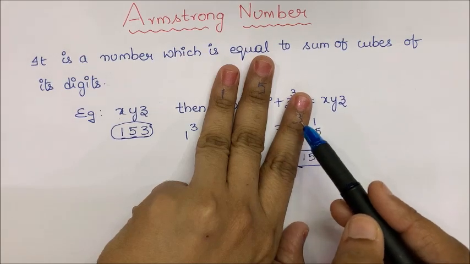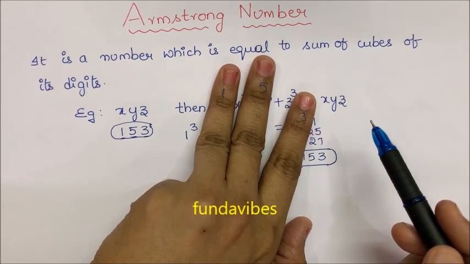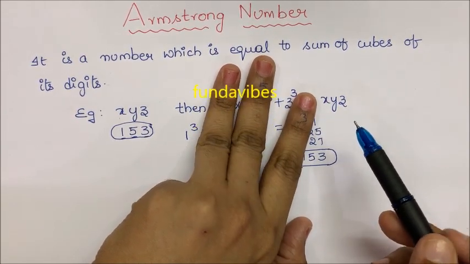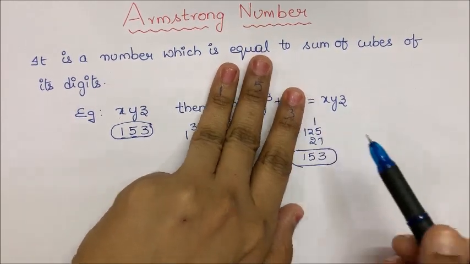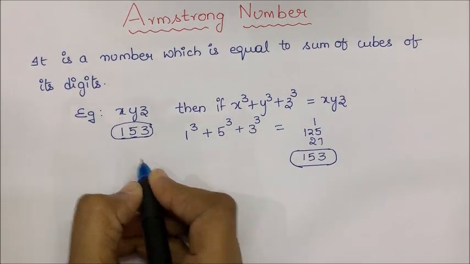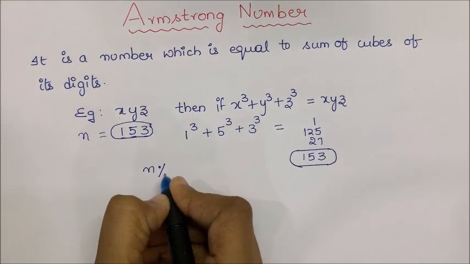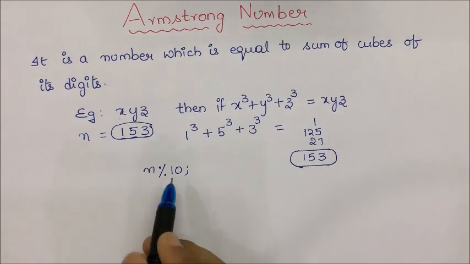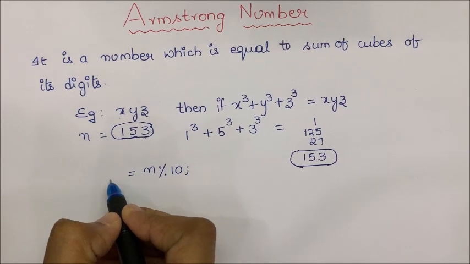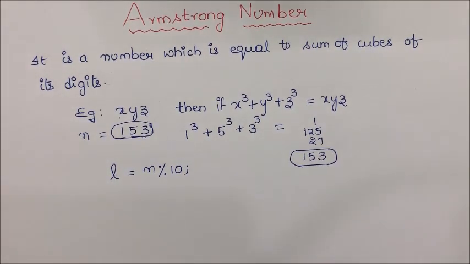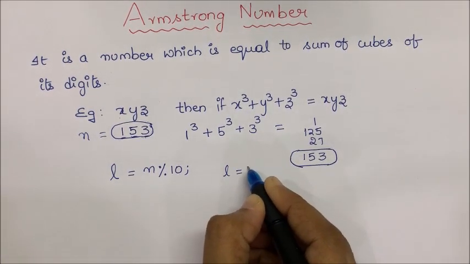So to separate this 3 from 153, we have a simple operator in mathematics, that is modulus. What does the modulus operator do? It will simply give us the remainder. So if this is my number 153 and if I perform modulus operator with 10, the last digit will be the remainder, and let us store that remainder in some variable L. Now, for this example, L will be 3.